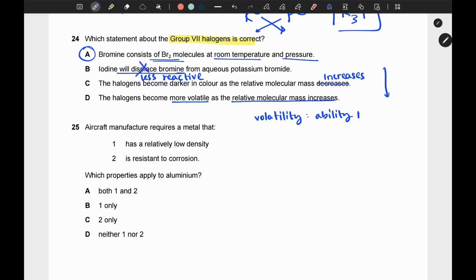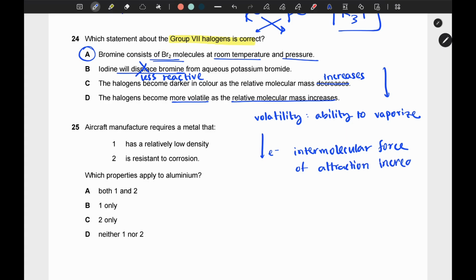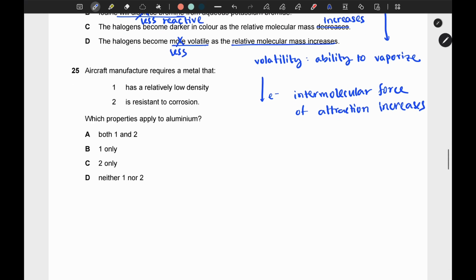Now, as we go down the group, the number of electrons increases, so intermolecular force of attraction also increases. Due to this increase in intermolecular force, my compound will require more energy to vaporize. As a result, halogens become less volatile as the relative molecular mass increases.